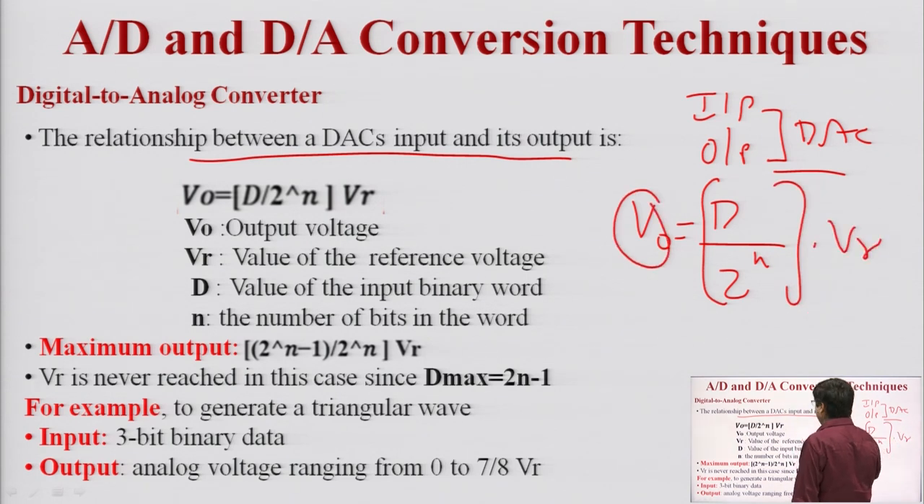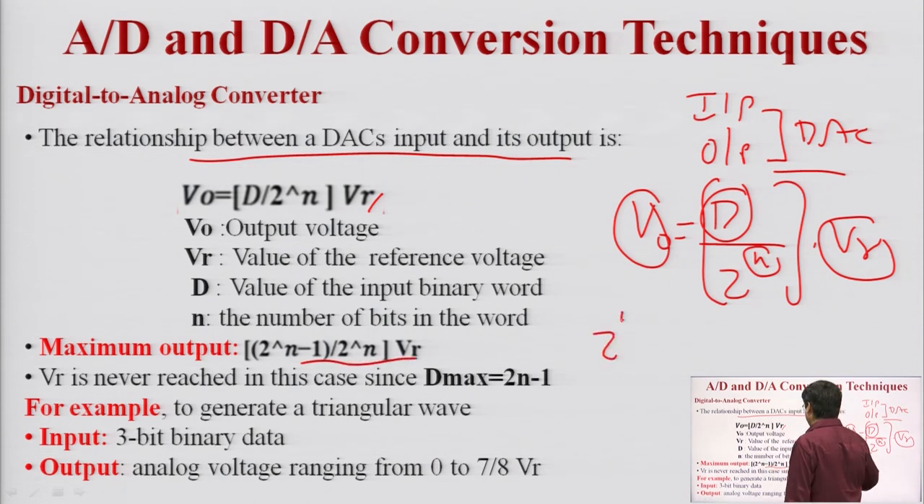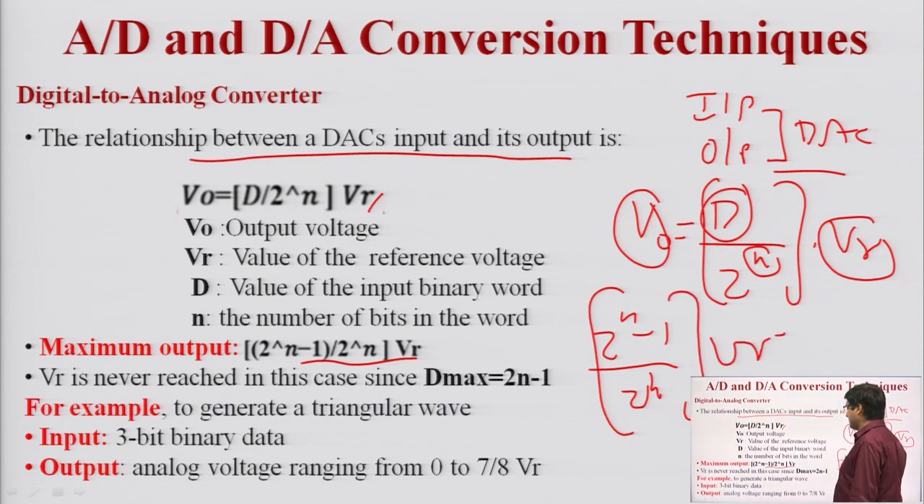What is the meaning of V naught? V naught is the output voltage, Vr is the reference voltage, n is the number of bits in the word, and D is the value of the input binary word. The maximum output is mentioned here as (2 to the power n minus 1) upon 2 to the power n, into Vr, but Vr is never reached in this case, since D max, the maximum value of the input binary word, is 2 to the power n minus 1.